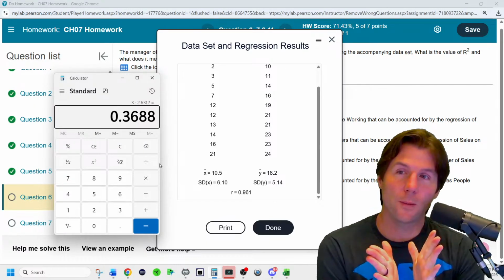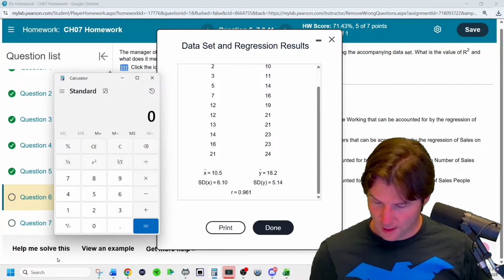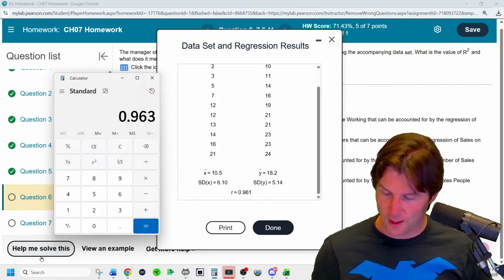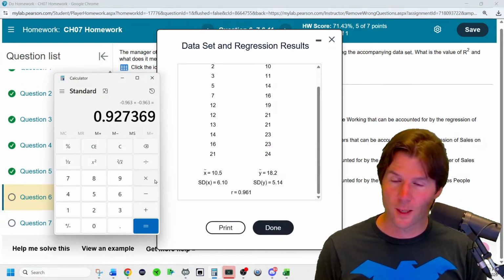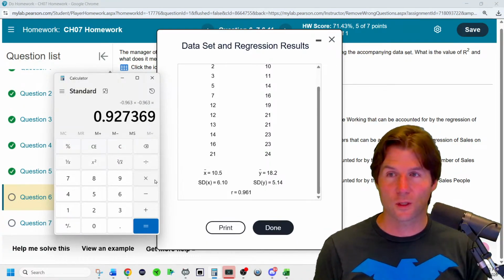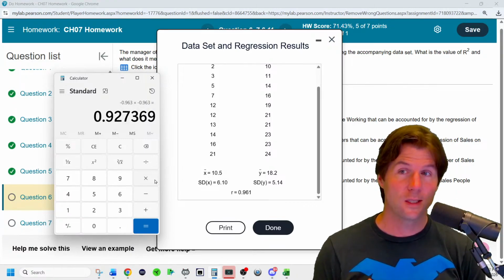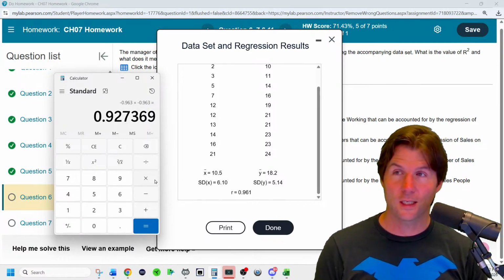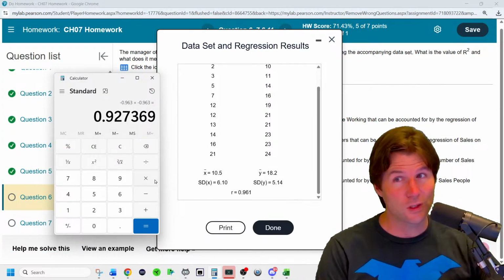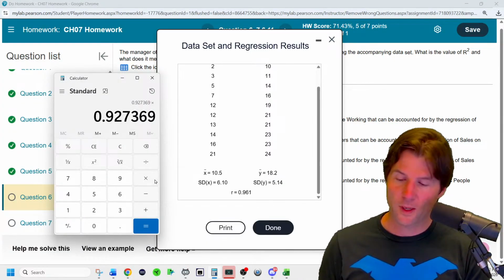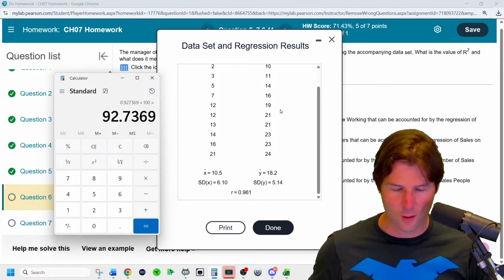And so it can only be positive because think if this was negative, if we had here negative 0.963, well, when you square it, it's going to be positive no matter what. That's because R squared tells us how much variation is explained, and explaining variation is a percentage out of 100. So 92.7% of the variation is explained of how much we sell based on who's working. Times it by 100 to turn it to a percentage, 92.74 or around there.